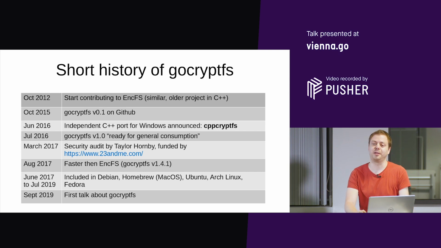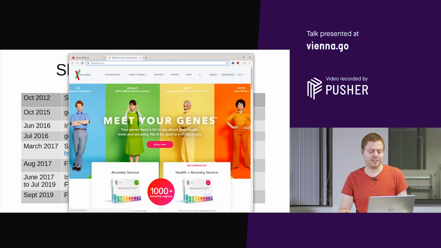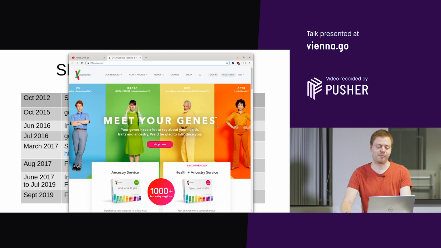In 2016, a motivated person started a Windows port of gocryptfs written in C++, which is why it is called cppcryptfs. I think it works fine nowadays. I reached 1.0 at some time, and then it looks like the company 23andMe got interested in gocryptfs. Do you know what it is? 23andMe? I will maybe just click it for people who don't. They are a genetic testing company.